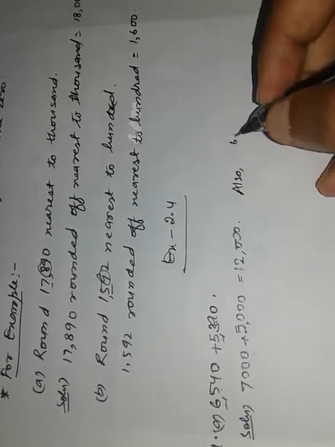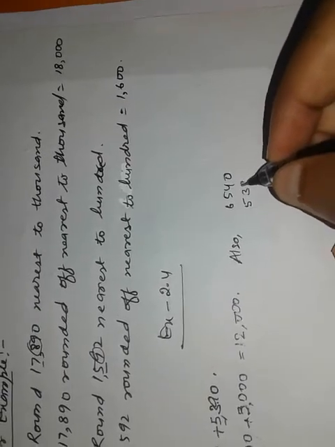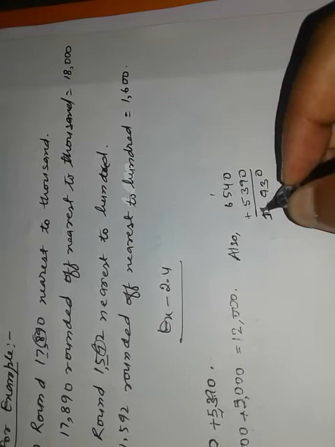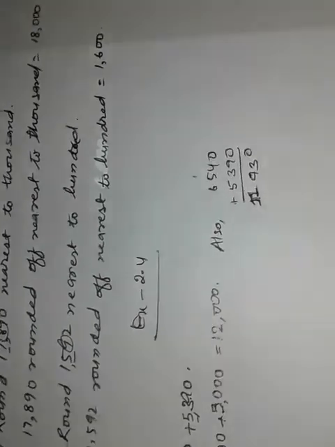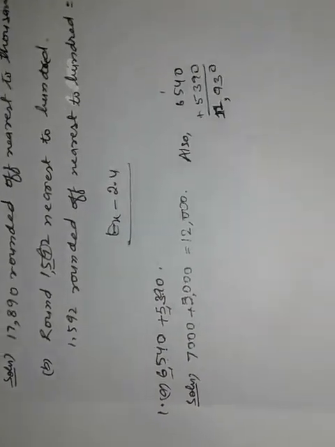Also, you have to add them actually without rounding: 6540 plus 5390. How much do you get? 0, 4 plus 9 is 13, 8, 9, and this becomes 12. This is the actual number that we get after adding. So nearly they are the same.